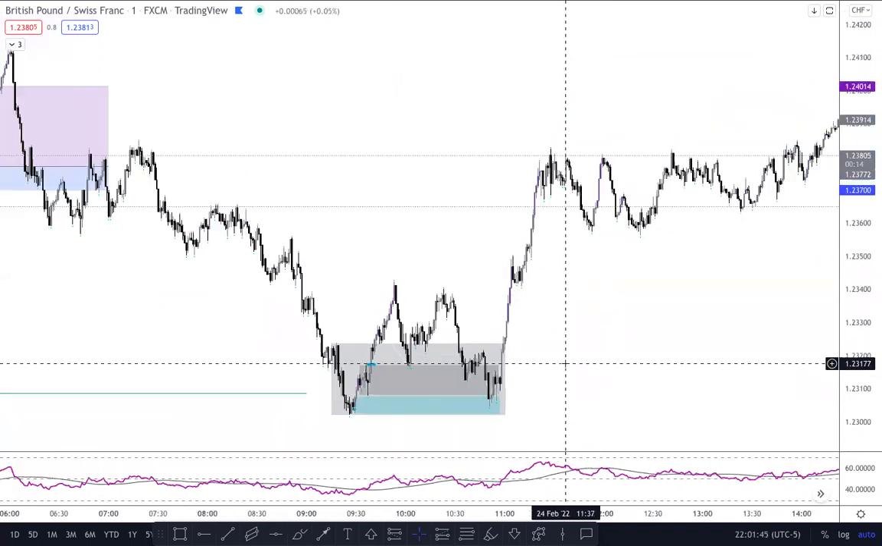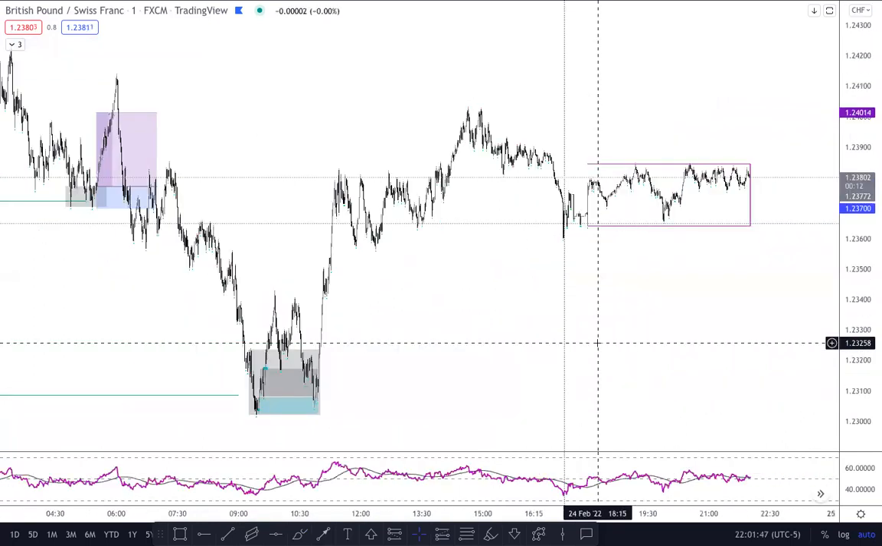So yeah, this was GCHF. We would have, again, got that nice little 1-minute refinement. As you can see, it exploded.